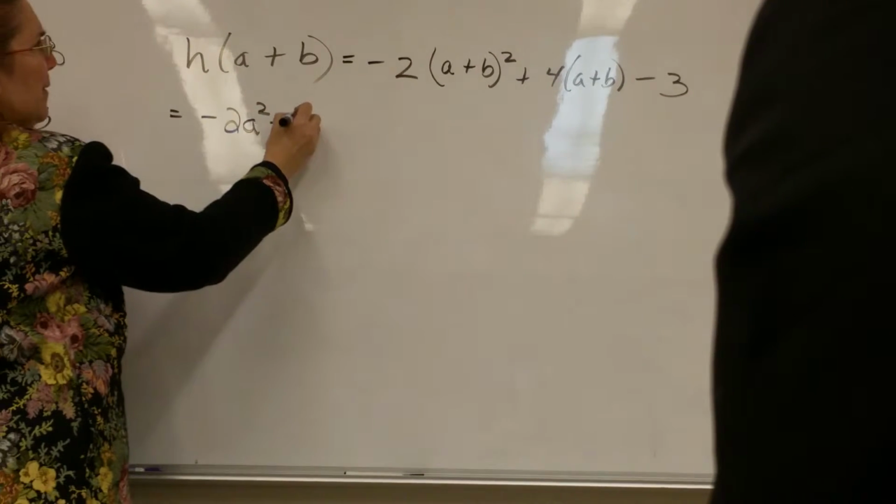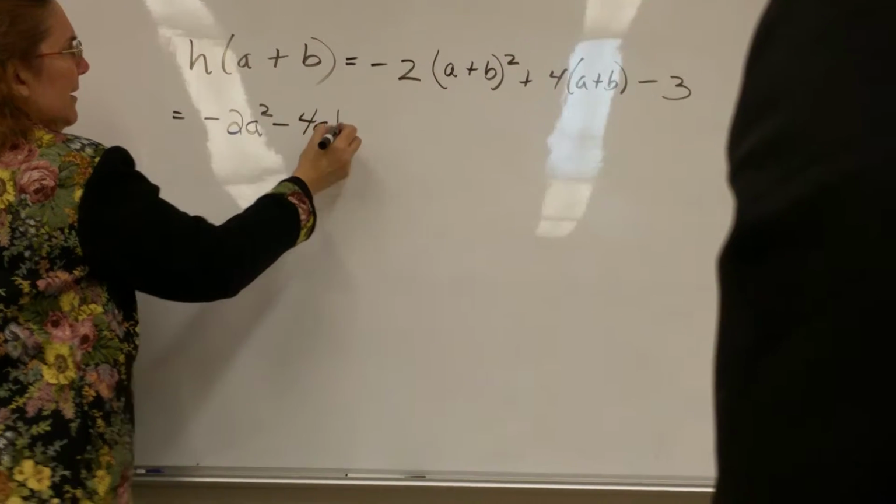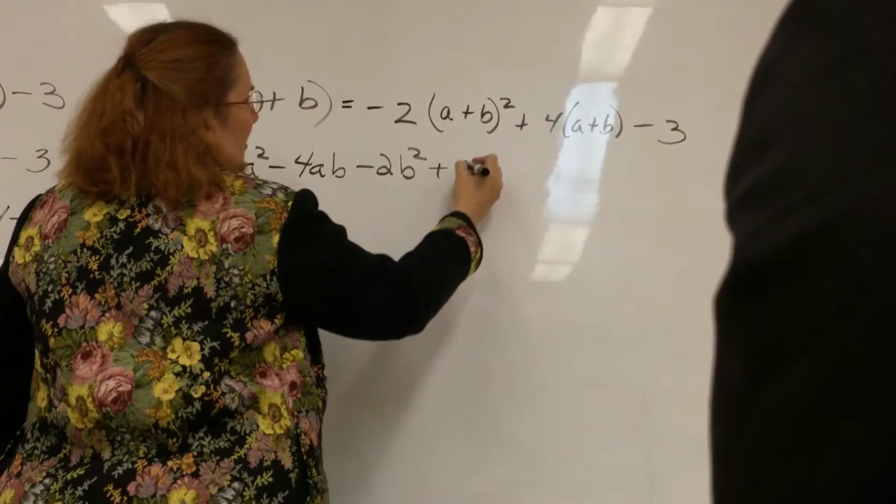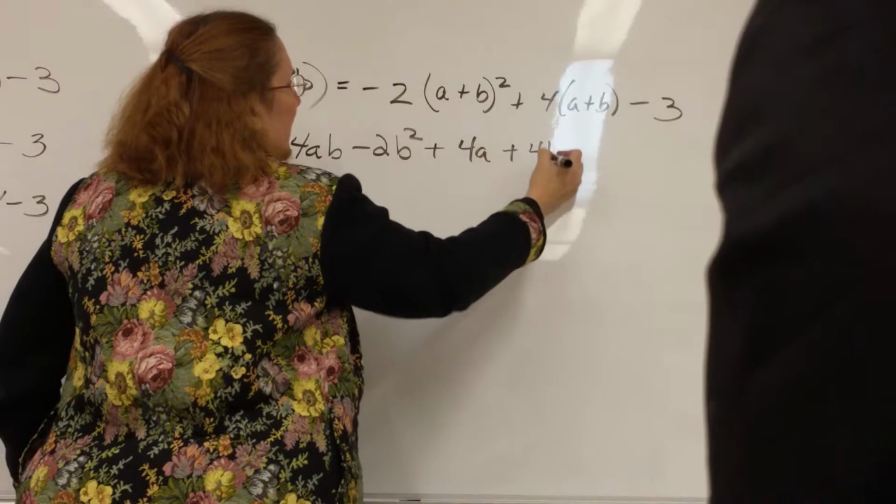So negative 2a squared minus 4ab minus 2b squared plus 4a plus 4b minus 3.